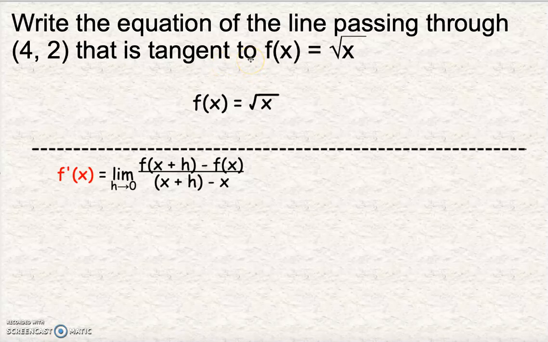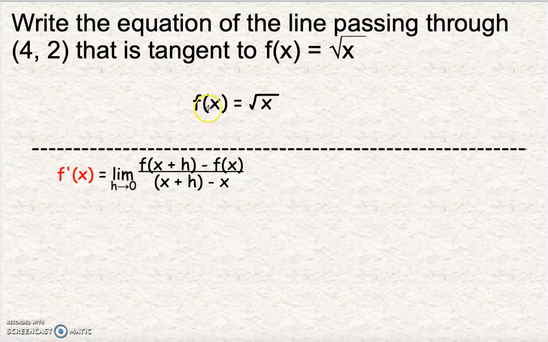Ooh, here's one. Write the equation of a line passing through the point (4, 2) that is tangent to f of x equals the square root of x. Ooh, square roots. All right, so let's go back and remember our 3 tricks for limits. One of them was just direct substitution. Then we had factoring, and then there was another one. I can't remember what it is.